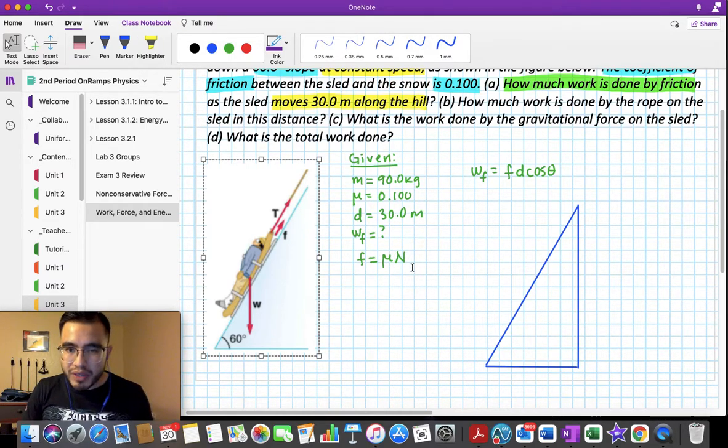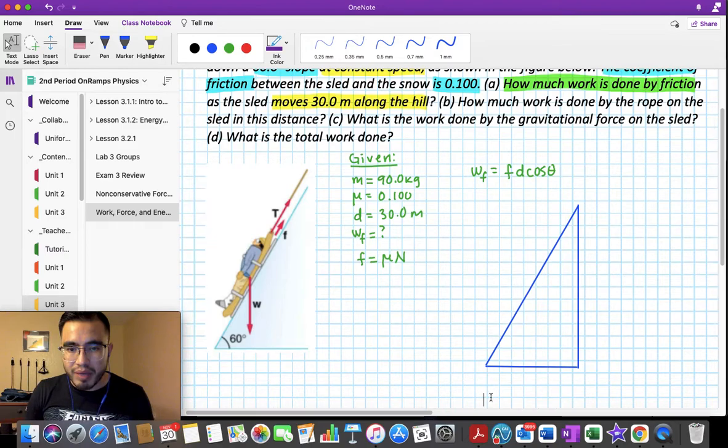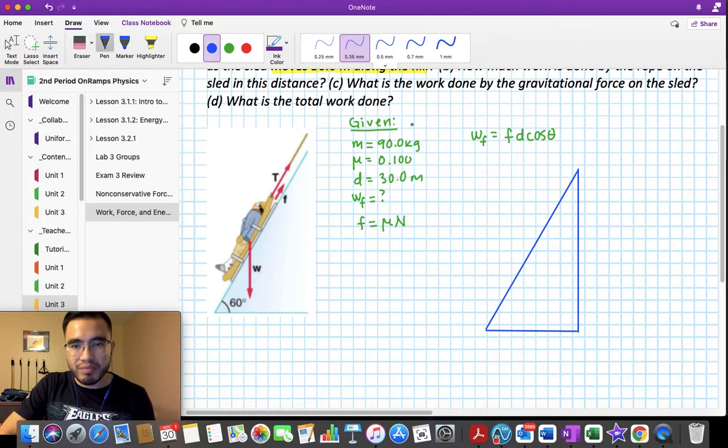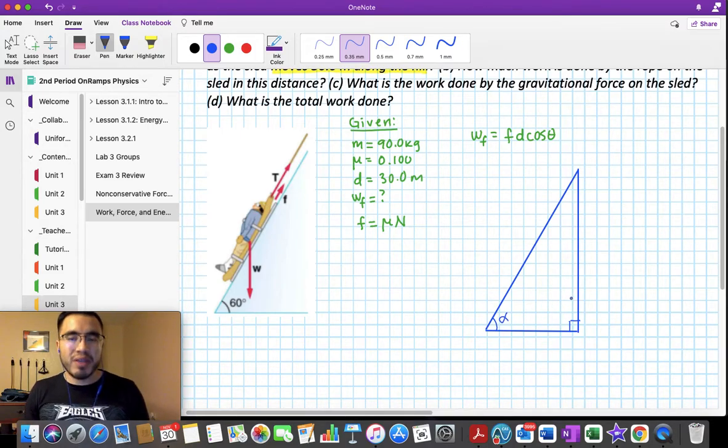Because for the force of friction, we need the normal force. Okay. So I cannot draw this person, obviously. What I can do is identify my right angle. And then we know this is 60 degrees. We'll call this one not theta, but alpha. I could have picked any other Greek letter.